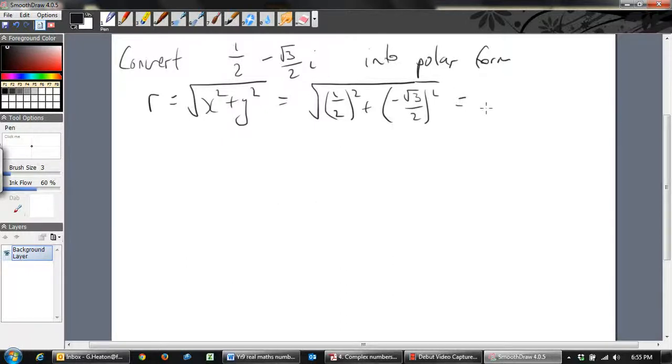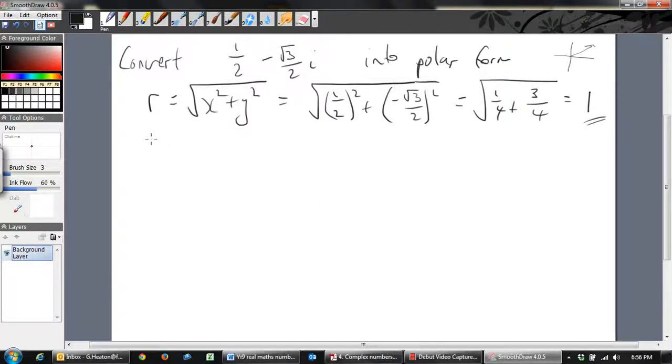Which is, what's a half squared? A quarter. What's all this squared? Well, root 3 squared is 3 and 2 squared is 4. And so that's all taken care of. What's a quarter plus 3/4? That's 1. What's the square root of 1? 1. Okay, so it is plus or minus 1, but the r, because it's the radius coming out from the center of the diagram, it's always positive. So 1, that's our radius.